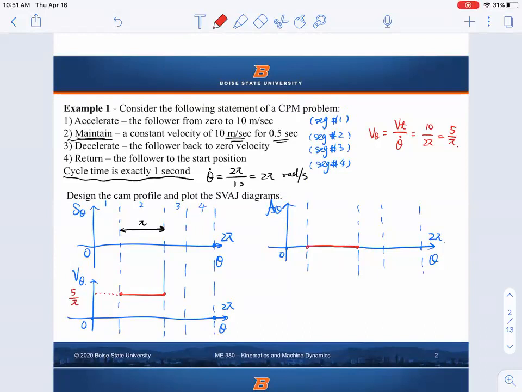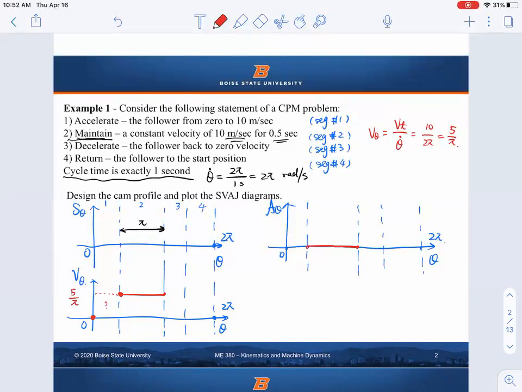And then what else? We look at the acceleration. First of all, it accelerates from 0 to 10 meters per second. So that means it starts from 0 velocity, and then it accelerates to this point. But it doesn't describe what it looks like between these 2 points. So the profile is still questionable, okay?